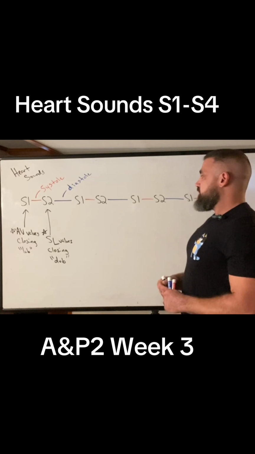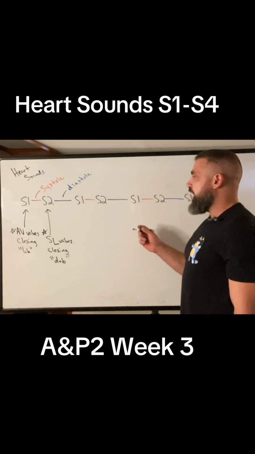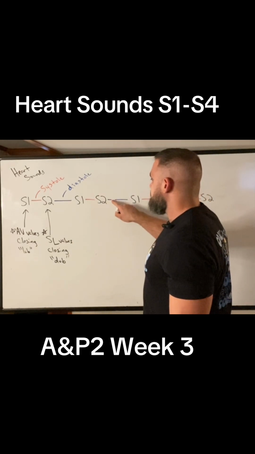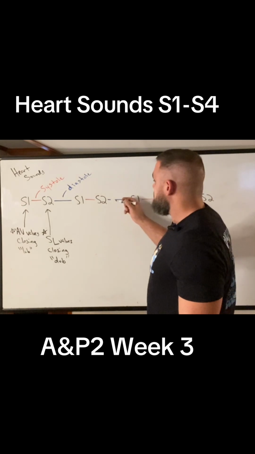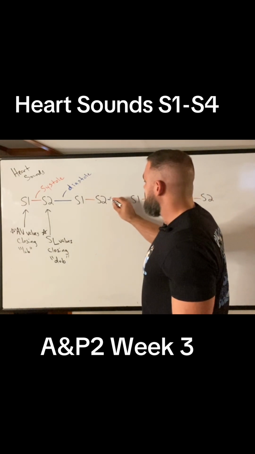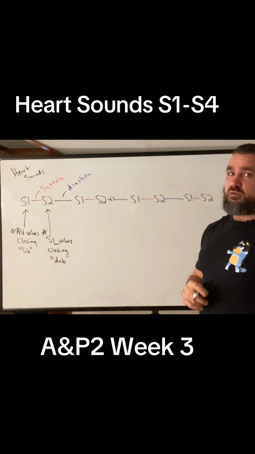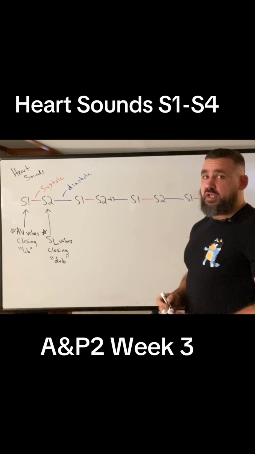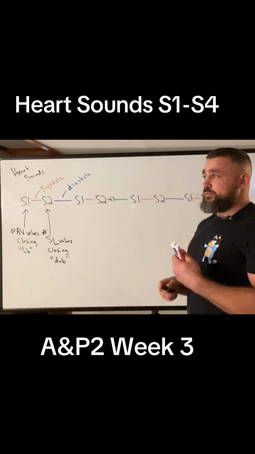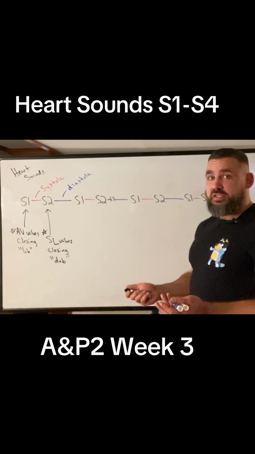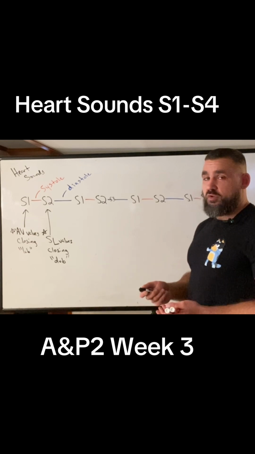If you hear an S3, it's going to happen after S2, which makes sense. 1, 2, 3. But when I draw S3, I always draw it a little bit smaller. Why do I draw it smaller? Because S3 is usually a little quieter, right? And that's how you differentiate between a split S2, where you'd have what we call an A2 and a P2, for aortic 2 and pulmonic 2.